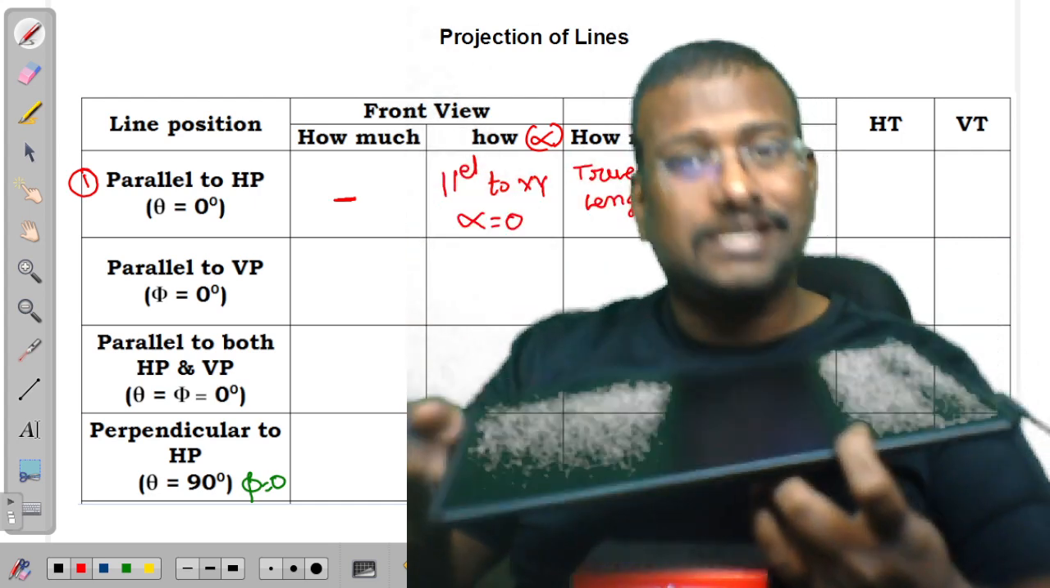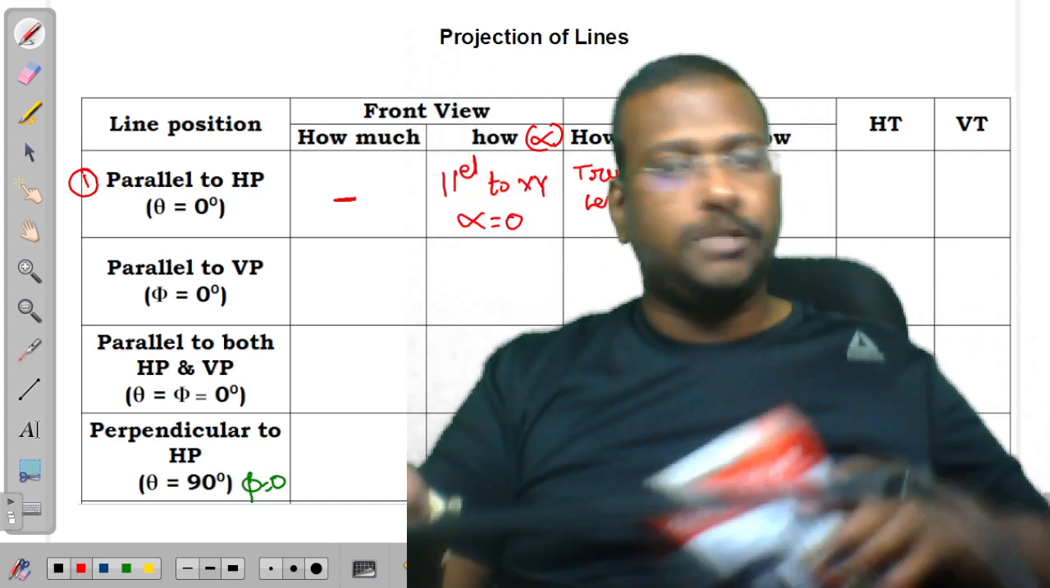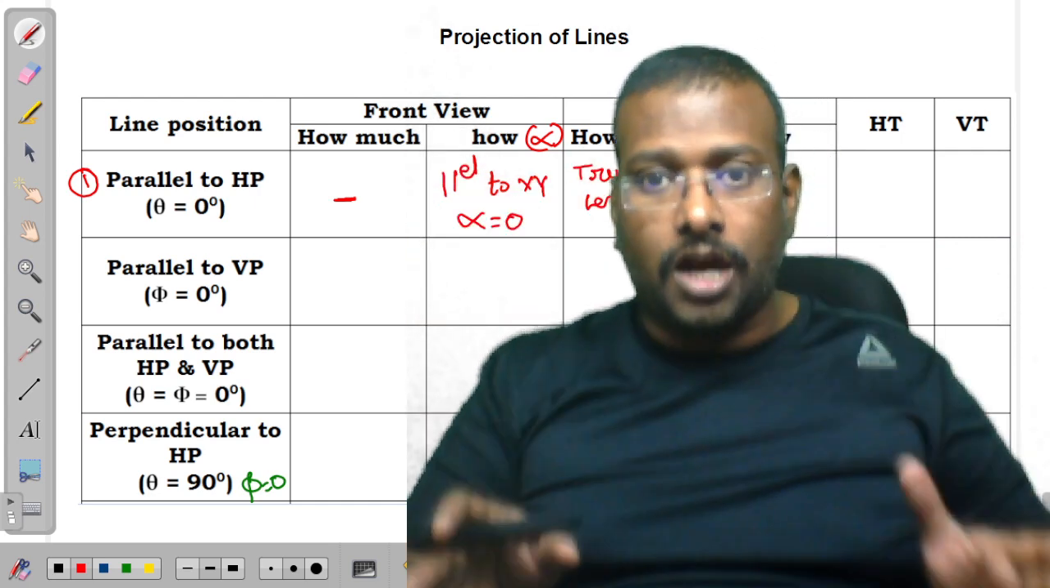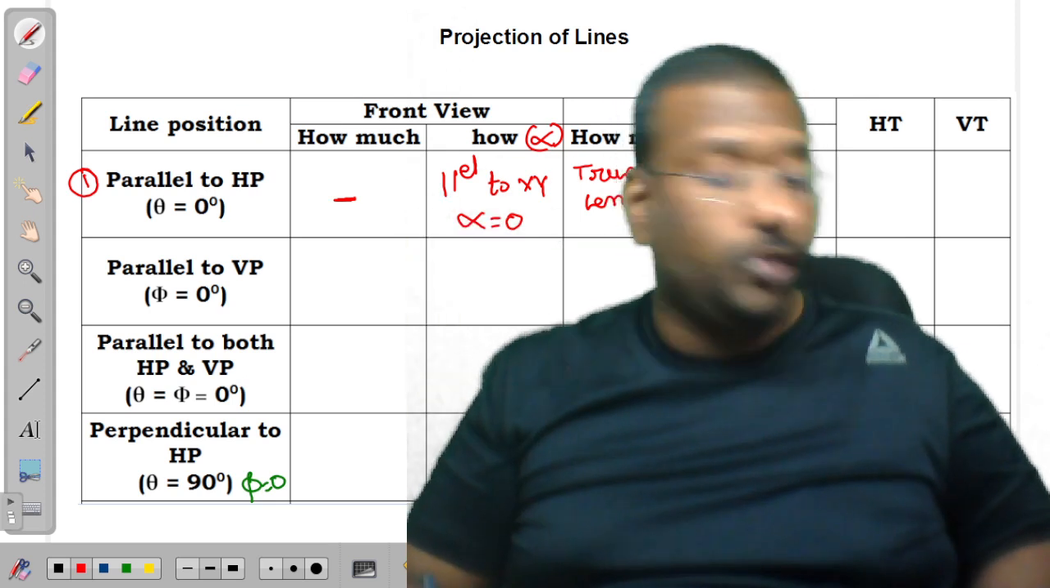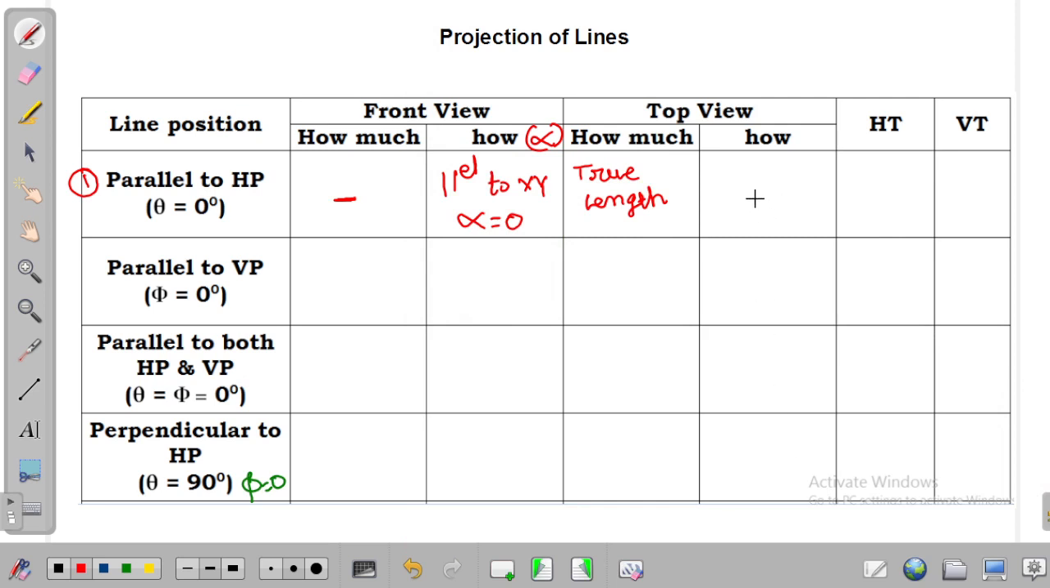So in this case, if it is parallel to HP and VP information is not given, we can't say how it is in the top view. So we have to put a hyphen. Is it clear, my dear friends?